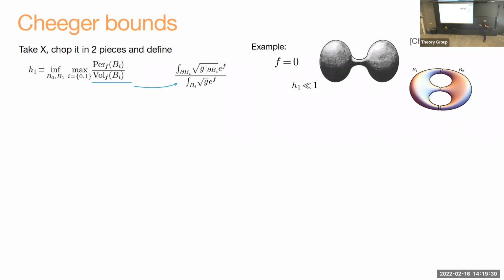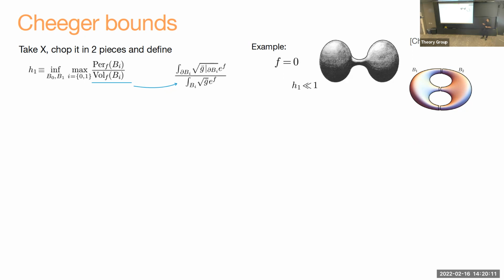Now, suppose I give you a manifold and I ask you to chop it in two pieces, and for each of the two pieces to compute this quotient. Now assume that f is 0. This is just the volume of the boundary of the submanifold that you have obtained, divided by the volume of the submanifold itself. You pick the highest ratio you found between the two pieces, and then you do it for all the possible choppings and keep the lowest value that you find in this way. In the Riemannian setting, so f equals 0, this is called a Cheeger constant.